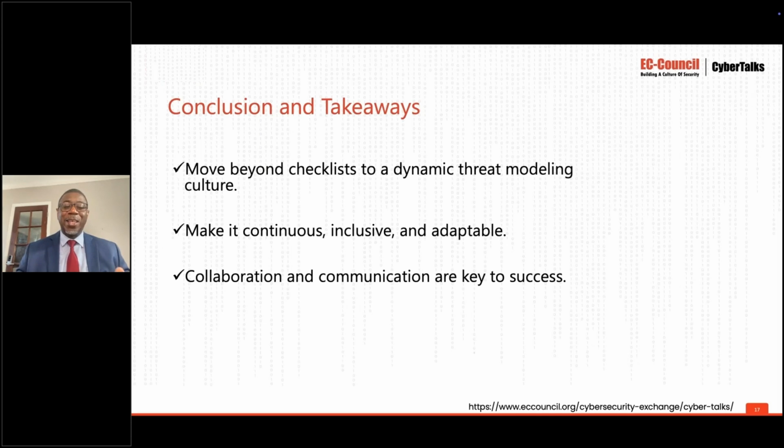Collaboration, again, and communication are key to success. That is important. We need to ensure that we are collaborating, we are communicating, and we will have some keys to success with this.